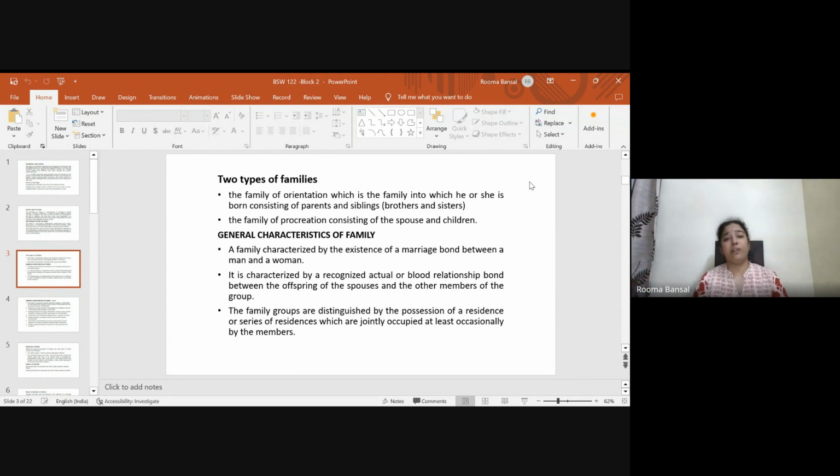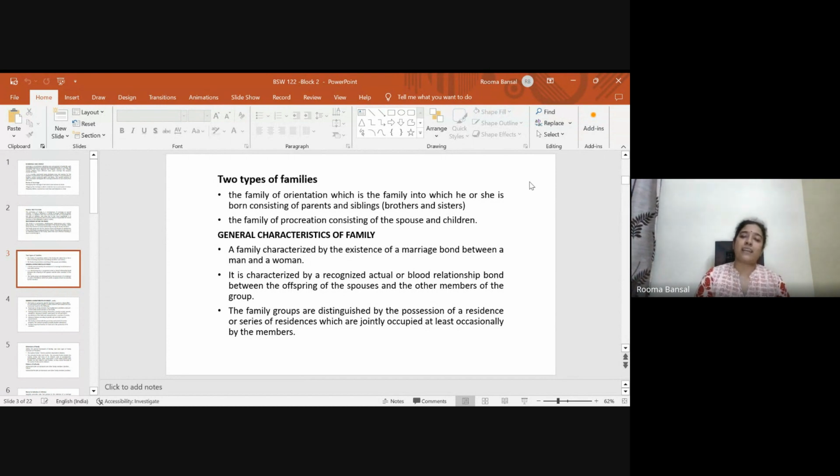Family after marriage. Okay? Now she has two types of family. One, from where she is coming from: her father, mother, and siblings. And another, her own family: her husband and her kids.